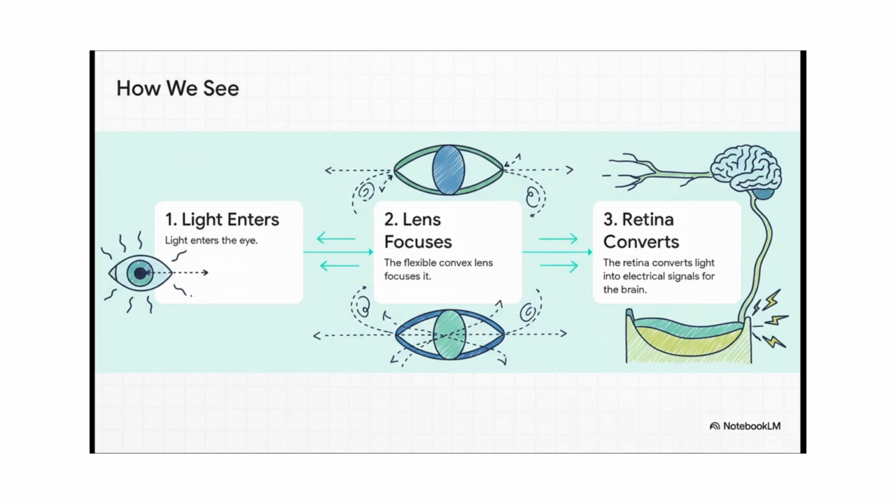And the way it works is just this incredible feat of natural engineering. So first, light from the world enters your eye. Then, the eye's flexible lens, which is a natural convex lens, bends and focuses that light onto the retina at the very back. And finally, the cells in your retina act like tiny translators, converting that light into electrical signals that your brain can finally actually understand.